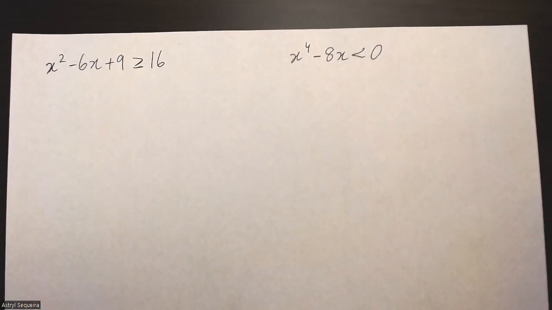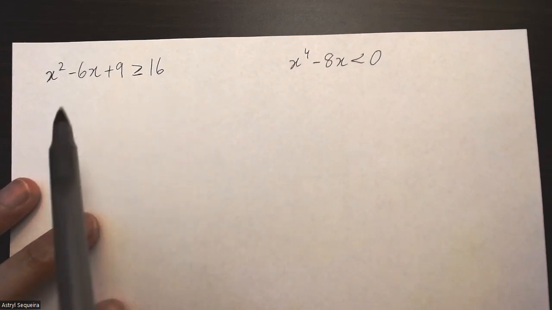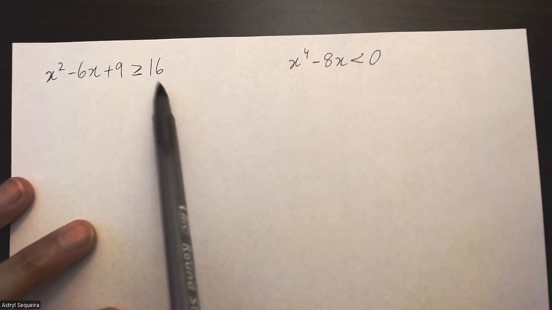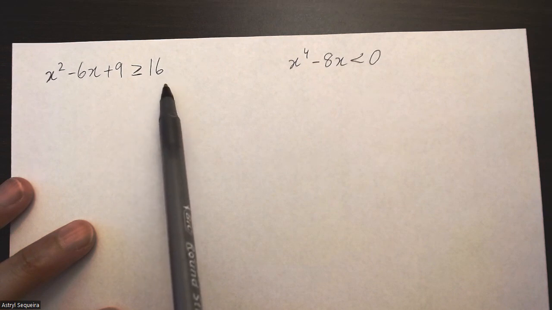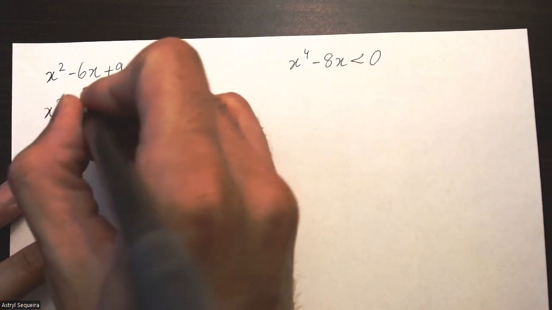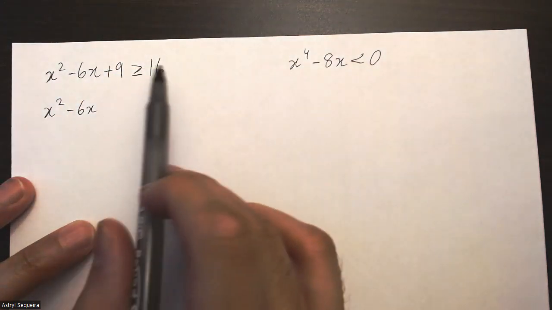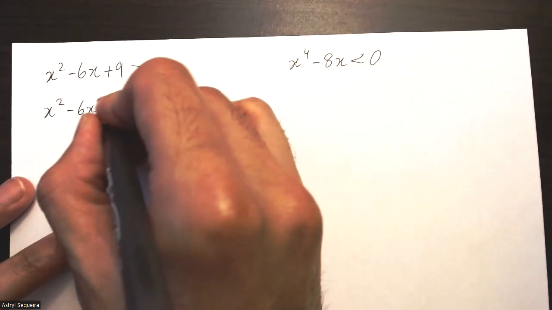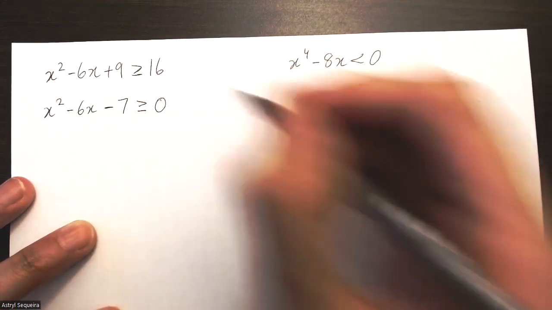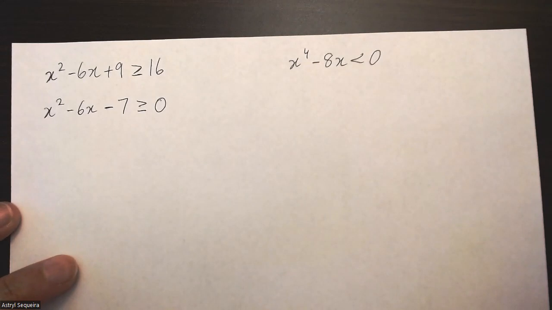All right, in this video, we want to solve these polynomial inequalities over here. So let's get started with the first one over here. This is a quadratic inequality. So the first thing you want to do is make one side equal to 0. I'm going to bring the 16 to the other side. So x squared minus 6x, 9 minus 16 is negative 7. Then it's greater than or equal to 0.